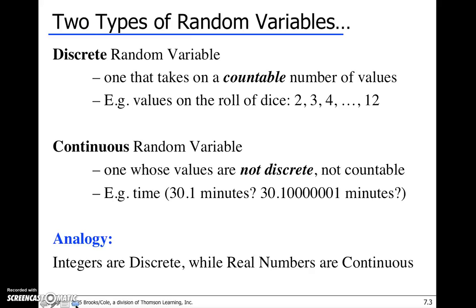There are two types of random variables. There's a discrete random variable, one that takes on a countable number of values, for example, values on the roll of a dice, 1, 2, 3, 4, and so on up to 12. Continuous random variables are ones whose values are not discrete, not countable. Example, time, 30.1 minutes, 30.1000001 minutes, and so forth. And the analogy is integers are discrete while real numbers are continuous.